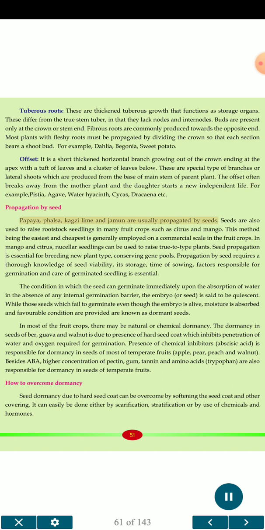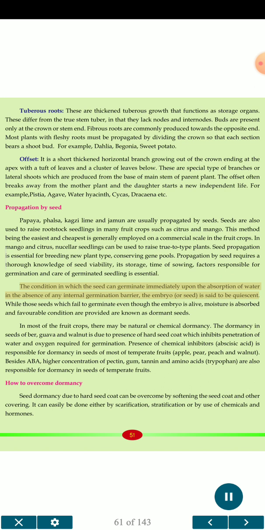Propagation by seed. Papaya, falsa, kagzi lime and jamun are usually propagated by seeds. Seeds are also used to raise rootstock seedlings in many fruit crops such as citrus and mango. This method, being the easiest and cheapest, is generally employed on a commercial scale in fruit crops. In mango and citrus, nucellar seedlings can be used to raise fruiter-type plants. Seed propagation is essential for breeding new plant types and conserving gene pools. Propagation by seed requires a thorough knowledge of seed viability, its storage, time of sowing, and factors responsible for germination, and care of the germinated seedling is essential.